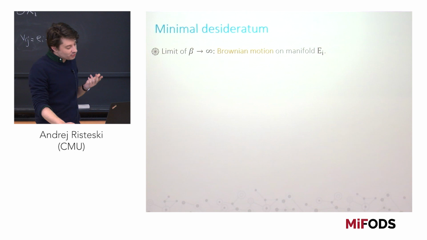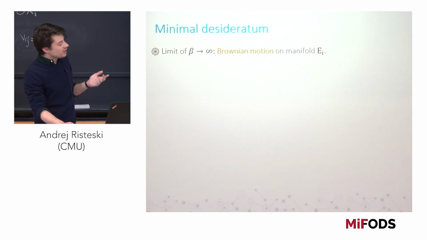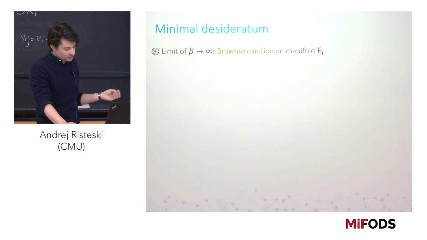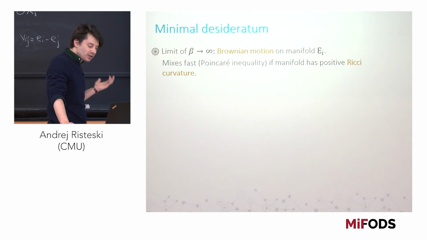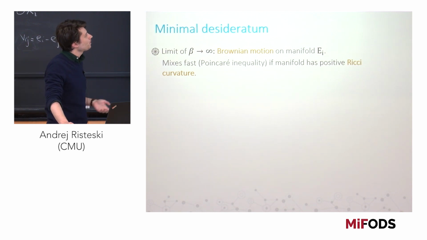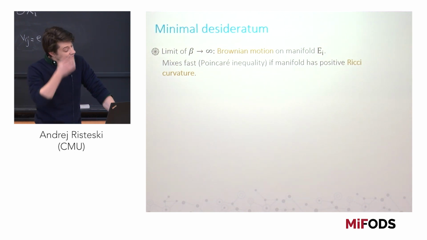So if I think of the limit of what's happening when I let beta go to infinity, I'm basically more or less doing Brownian motion on one of my manifolds, right? And so at least in that case, what you want to ask is, what is a class of manifolds, or maybe another way to put it, what kind of geometric considerations do I have to have on my manifold in order for Brownian motion to mix fast? And it turns out the geometric quantity that's relevant here is something called the Ricci curvature.